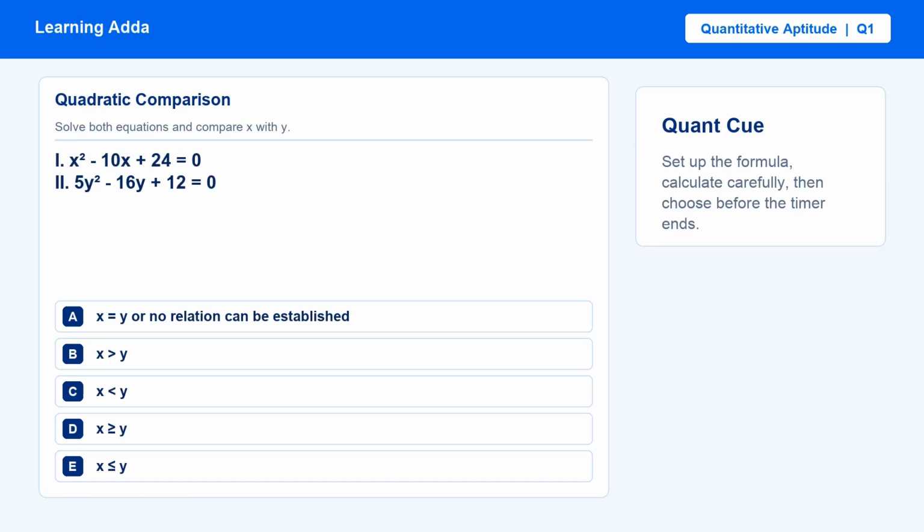In this video, we will solve IBPS PO Quantitative Aptitude previous year questions with clear, step-by-step calculations. Question 1. Equation 1: x squared minus 10x plus 24 is equal to 0. Equation 2: 5y squared minus 16y plus 12 is equal to 0.